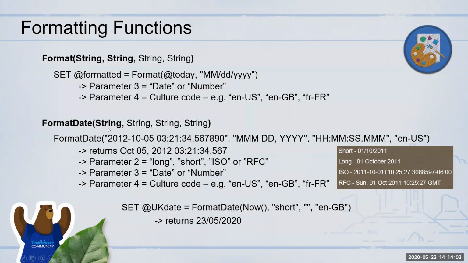Okay, now this one is if you want to get it in a short, long, ISO or RFC format, and if you want it in a particular country's format. For instance, in the UK format and India format, we use the date first followed by the month and the year, right? But the US is the other way around. They use the month and then the date and the year, right? So if you want to convert the two, it's always better to use the format date, okay, and by country.